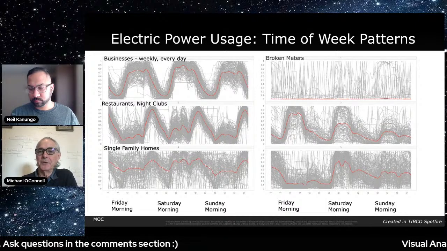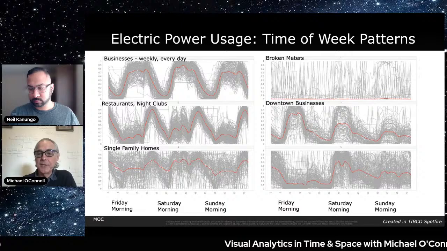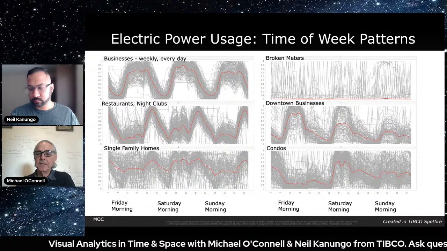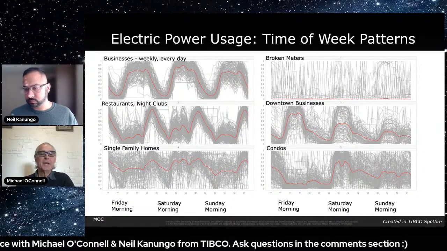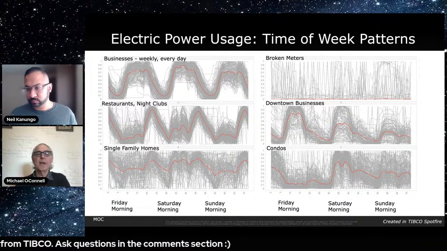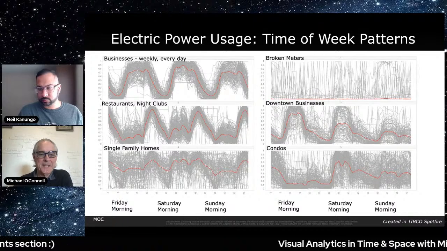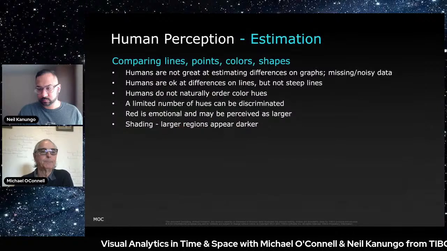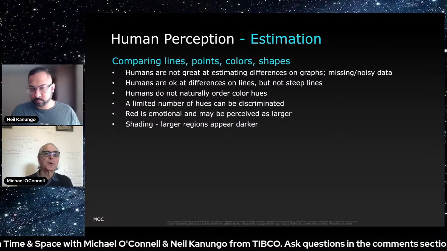The top right looks like broken meters. Then downtown businesses where you've got a lot of activity on Friday and then less on Saturday and less on Sunday. And then condos with a spike on Saturdays, when people are at home, not at work. So these patterns, you can see them very quickly with your eye, and you can understand what they are. Putting a smooth curve through that really helps. We'll show you some tricks about how to bring out insights from data like that. So let's step through estimation, inference, insights real quick.